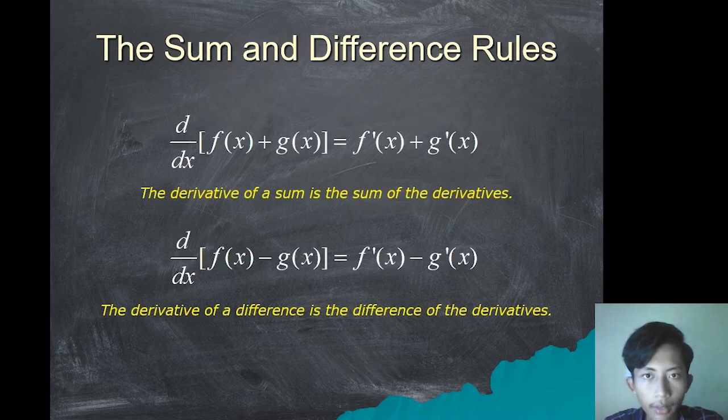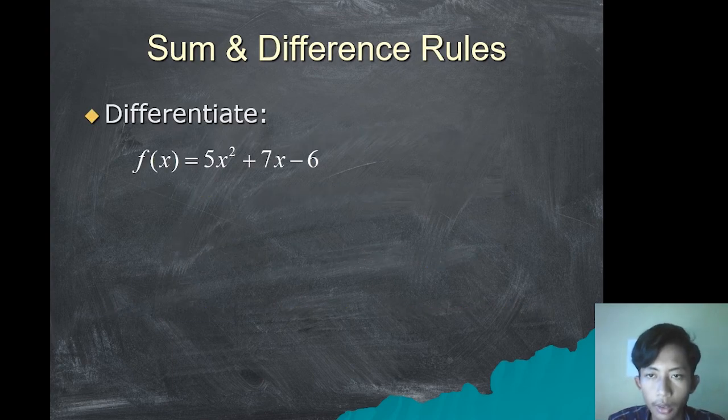The sum and difference rule. The derivative of a sum is the sum of the derivatives. The derivative of a difference is the difference of the derivatives. For example, differentiate f(x) is equal to 5x squared plus 7x minus 6. f prime x is equal to 10x plus 7.